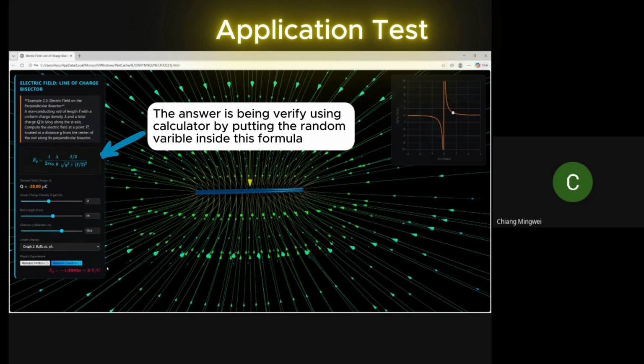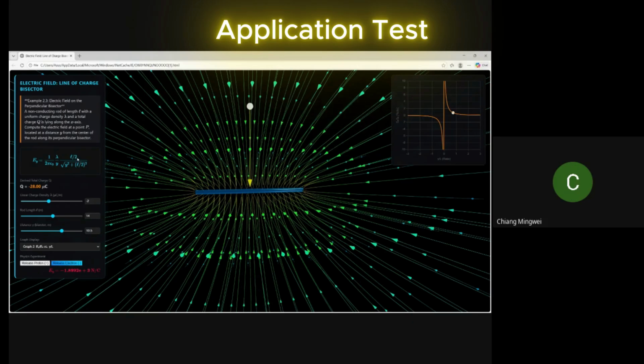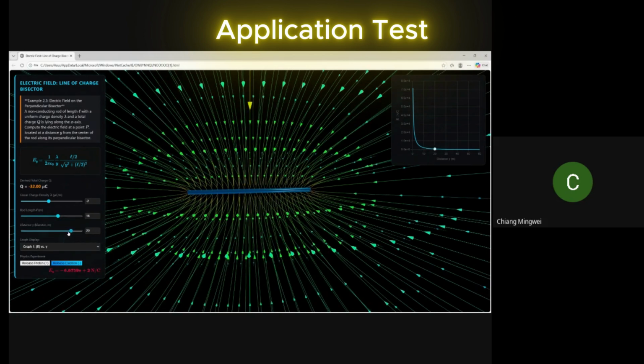This value is already verified. It is the correct answer according to this electric field formula for the rod. You can also check the graph here. You can move it to check how the electric field is changing. We have two graphs. One is E versus y. The other is the ratio of E_y over E_0 versus y over L.